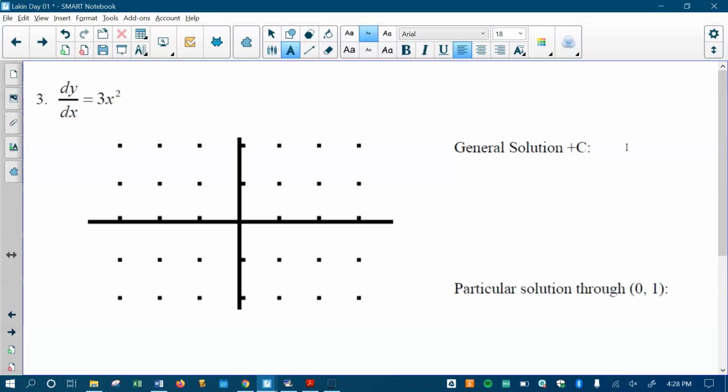On to number 3, dy dx is equal to 3x squared, so we could use some symmetry here to sketch these a little bit quicker. Please pause the video and try to sketch those on your own, and when you're ready, please unpause the video.